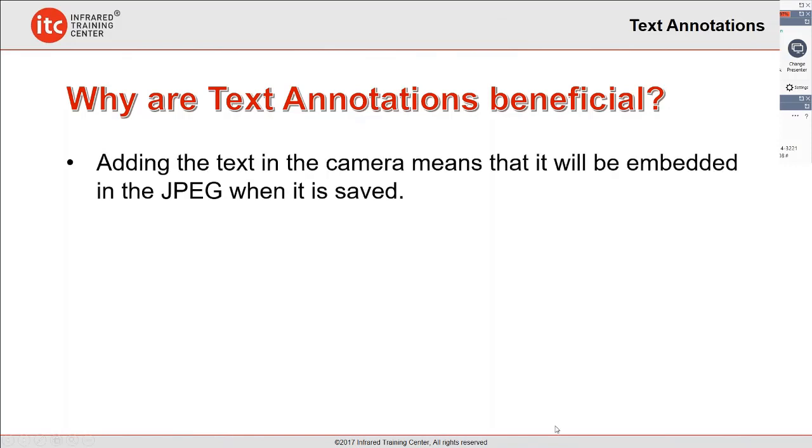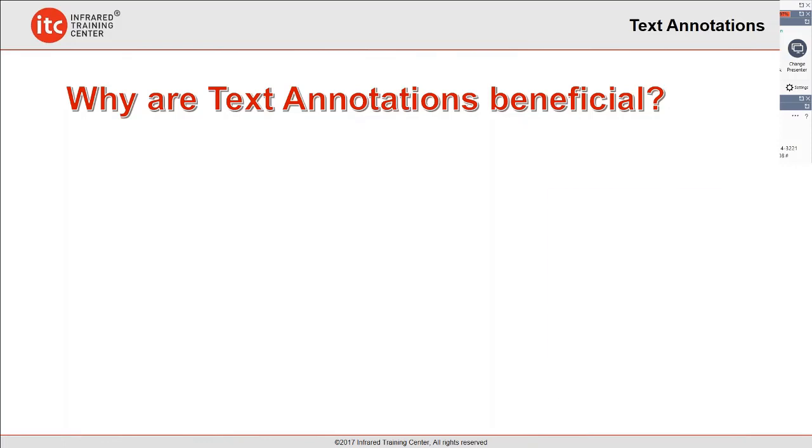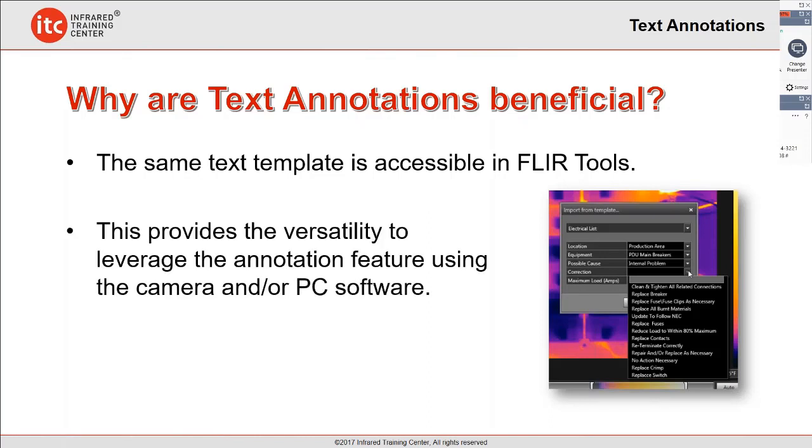The data that you capture is embedded into the JPEG. So if you use this feature in the camera, whatever text you select gets embedded in the image along with the other image data and temperature data. So it becomes a field in the JPEG, and then that will transfer over to the software automatically. Now again, this same template is accessible in FLIR Tools, and it works the same way. So you can use it in the camera, you can use it in the software, or you can use it both ways. Not all cameras support the feature, but you can still use the template and access it in the software when you're doing your image analysis.